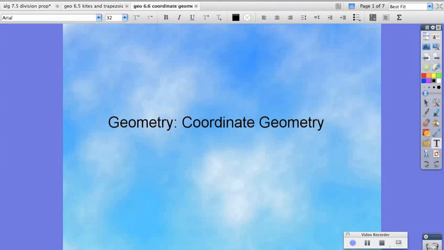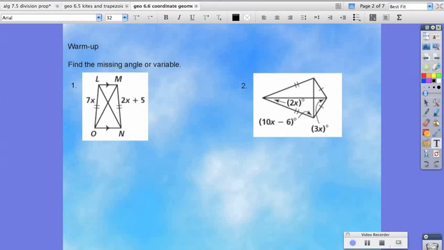Hello students, today in your geometry class we're going to be working on coordinate geometry. So for the warm-up, let's try a couple of quick practice problems. Hopefully by now you've paused your screen and you're just checking your answers.